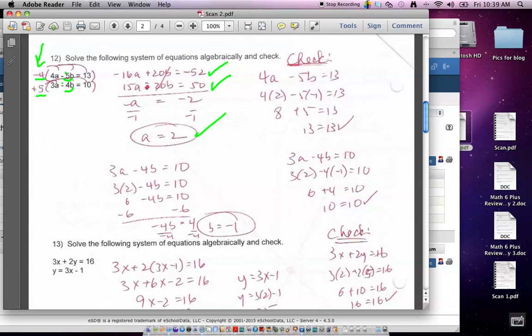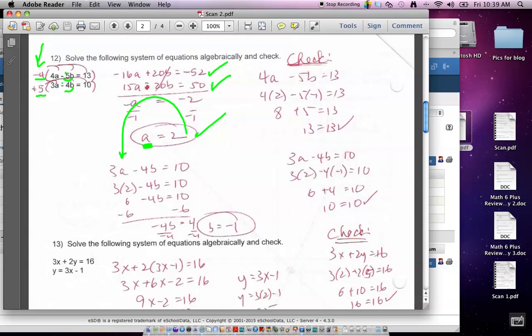Now, A works out to be 2. So now I can pick either one of these original equations. I don't care which one. In this case, I'm going to choose the bottom one because the numbers are a little smaller. And I take the 2 and I put it in for A because it says right there that A is 2.